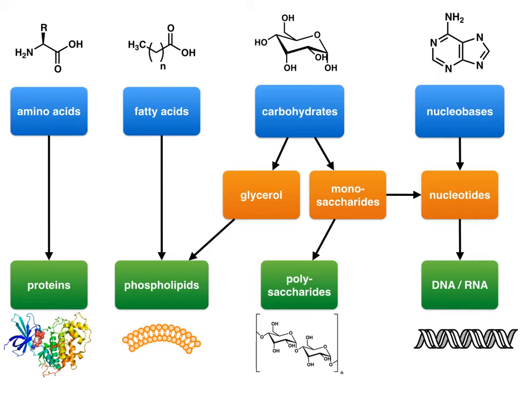Okay? So you have amino acids to make proteins, fatty acids to store fat, and also to make the phospholipid membrane, carbohydrates that'll break down to monosaccharides such as glucose, be used for the body as energy, and also to be stored as glycogen, and nucleotide bases to be used to make DNA and RNA.